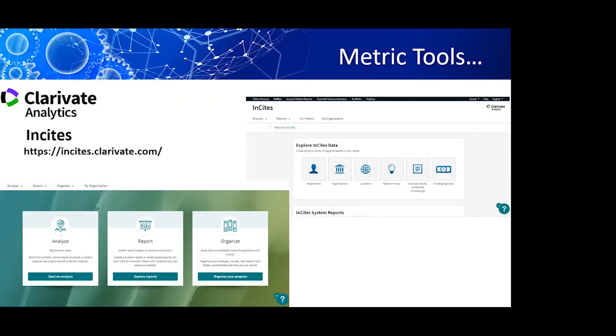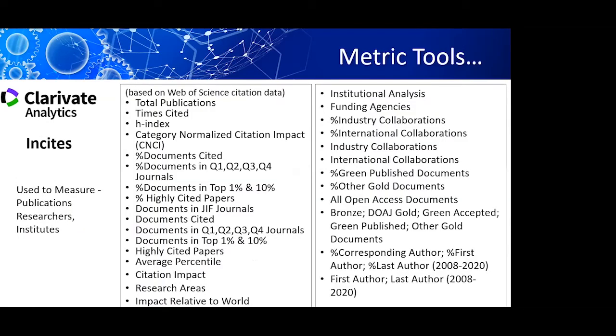By using this, you can evaluate researchers by organizations, by locations, meaning by country, by places. You can analyze the research outputs by research areas and by journals, books, conference proceedings, and by funding agencies. Funds and funding agency performances also can be evaluated using Insights. As I mentioned, it is a database that comes from the Web of Science, and particularly it is used to measure the publications, researchers, and institutes.